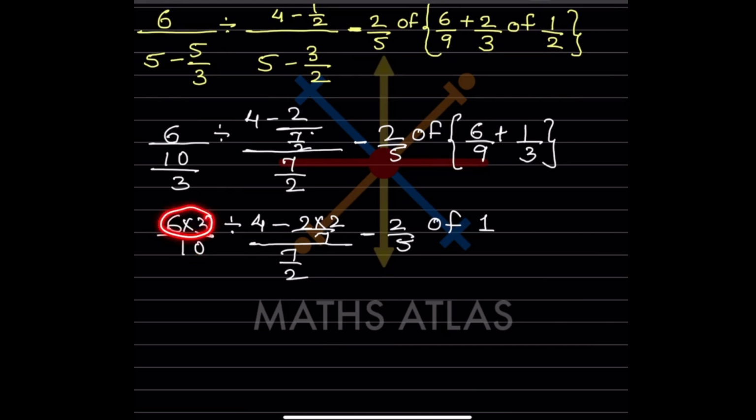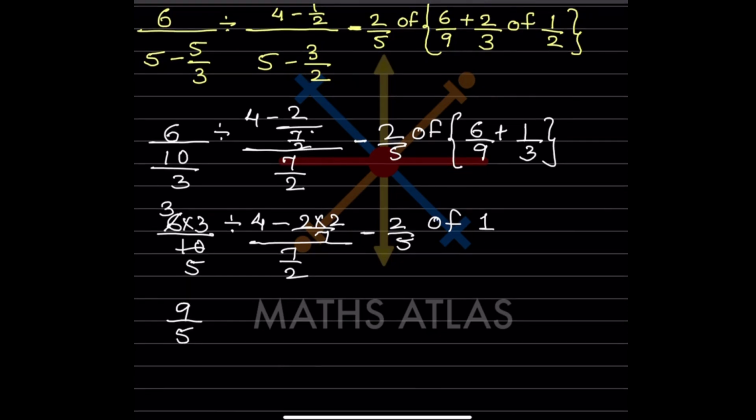This will be 18 and this is going to be 10. So what you can do, one thing over here, this is going to be 2 3s are and 2 5s are. We can simplify this one. So we can write this 9 by 5. So we'll write here 9 by 5 divided by, now here we can write for this part, 4 minus 4 by 7. Let us write this step first.